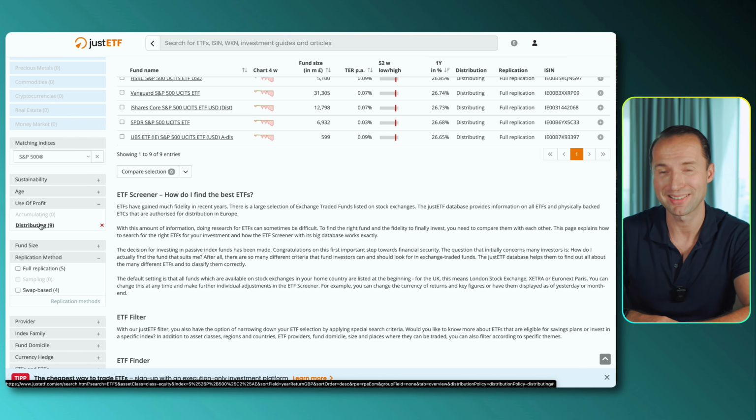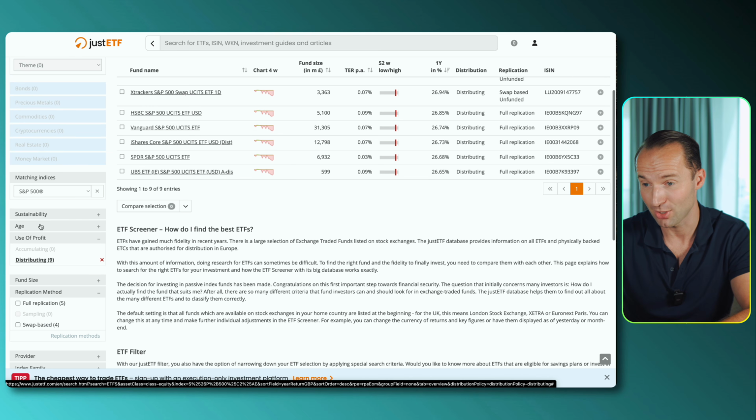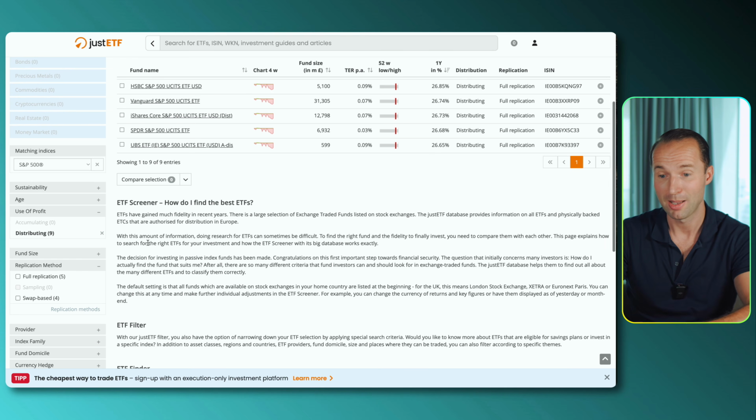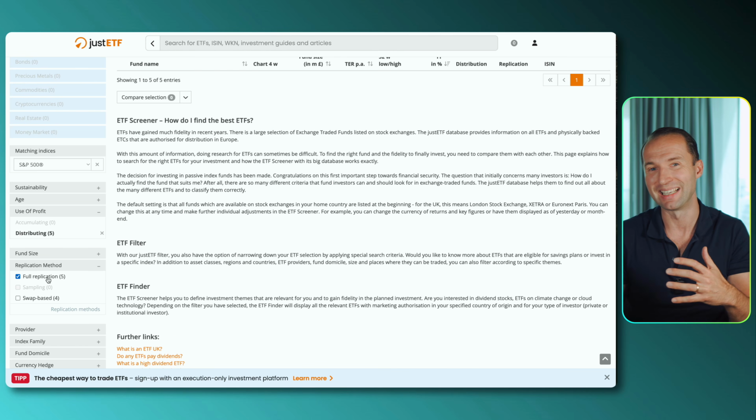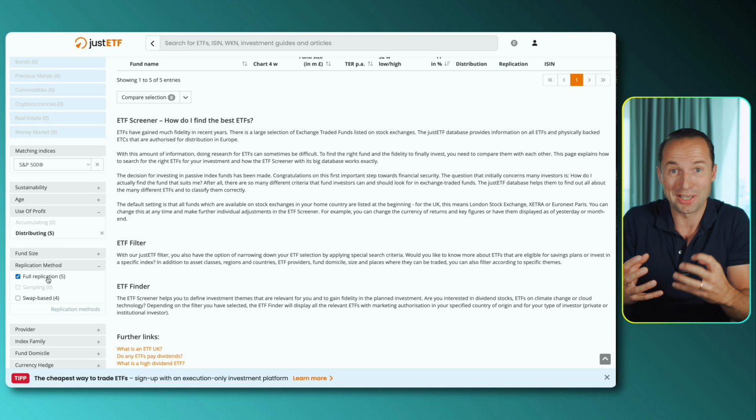So it has many different facets to it, and I can make a whole video about this topic if you want in the future. Let me know in the comments below. But yeah, basically I want distributing and I want full replication, because I don't like swap-based. Again, in case something happens, I want to make sure that my ETF provider of choice actually owns those shares.